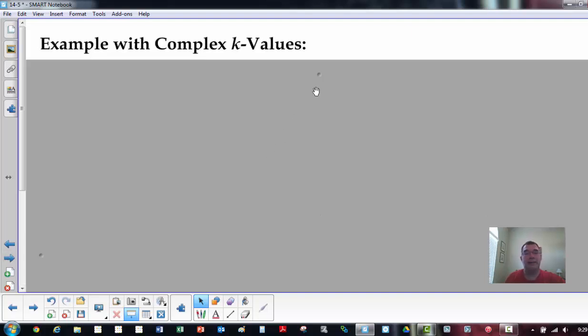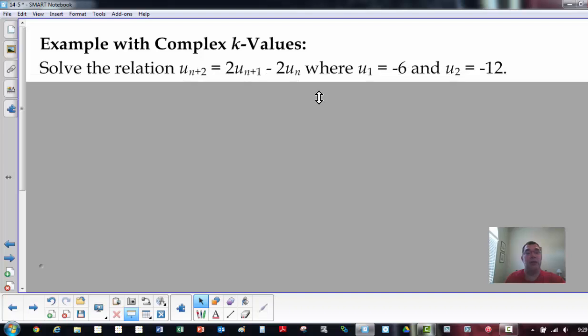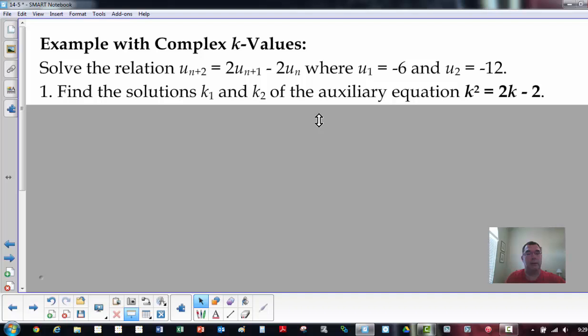But now let's do one that has complex k values. Okay, so totally different example. We have the relation that the n plus second term is equal to twice the n plus first term minus 2 times the nth term. The first term is negative 6. The second term is negative 12.